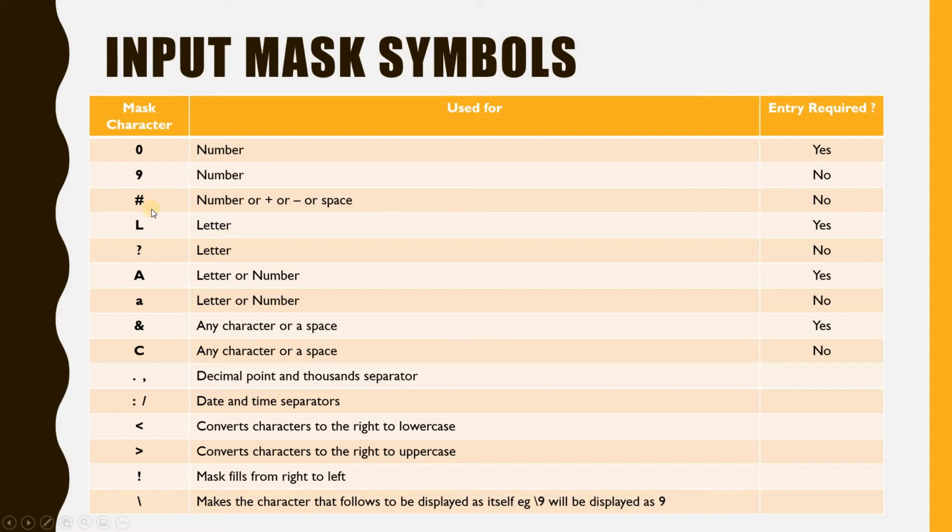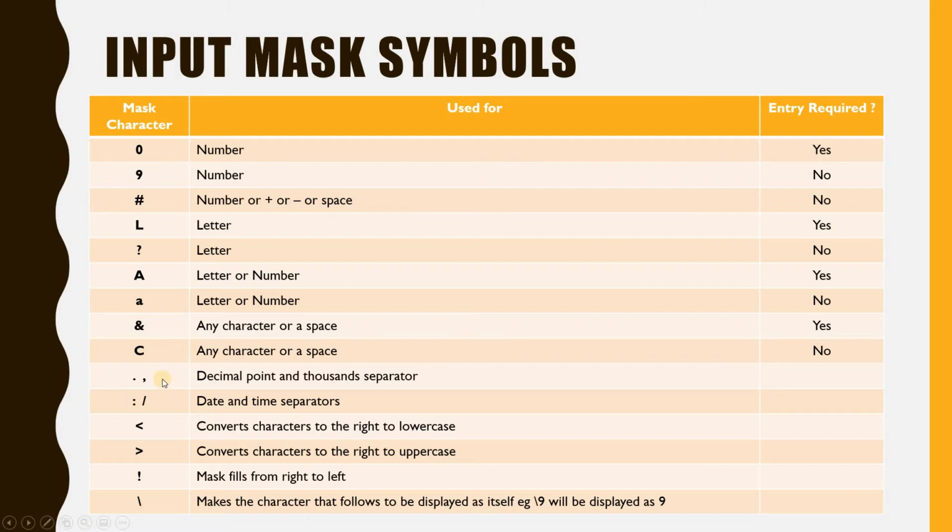A hash symbol is used for a number, or a plus sign, or a minus sign, or a space, if entry is not required. If the character must be a letter, it's a capital L if entry is required, and a question mark if it's not. If we want to indicate a letter or a number, it's a capital A if it's required, and a lowercase a if it's not. If we wish to allow any character or a space, it's an ampersand sign, that's an and symbol, if it is required, and a capital C if it is not required.